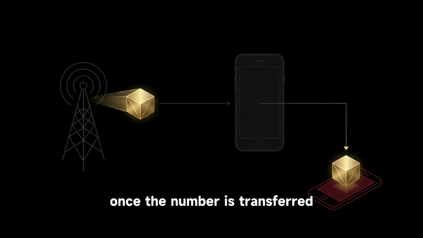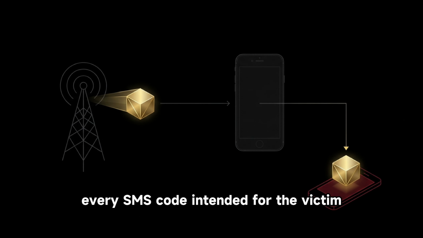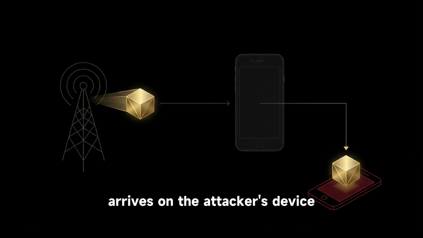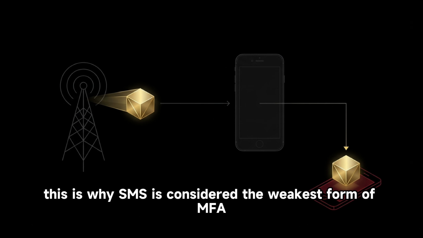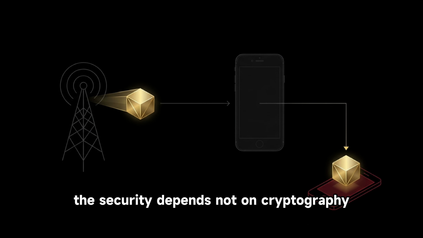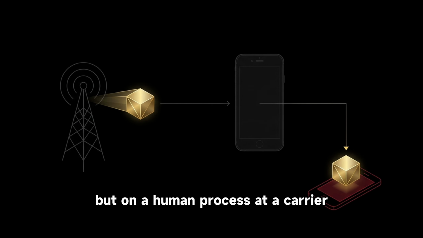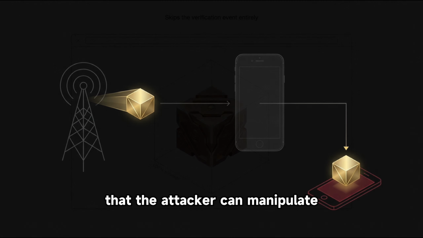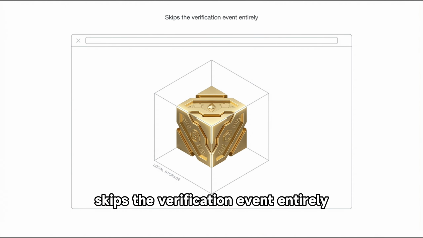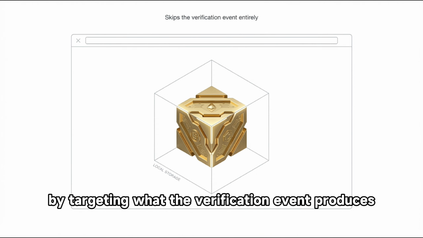Once the number is transferred, every SMS code intended for the victim arrives on the attacker's device. This is why SMS is considered the weakest form of MFA. The security depends not on cryptography the attacker has to break, but on a human process at a carrier that the attacker can manipulate. The fourth pattern skips the verification event entirely by targeting what the verification event produces.